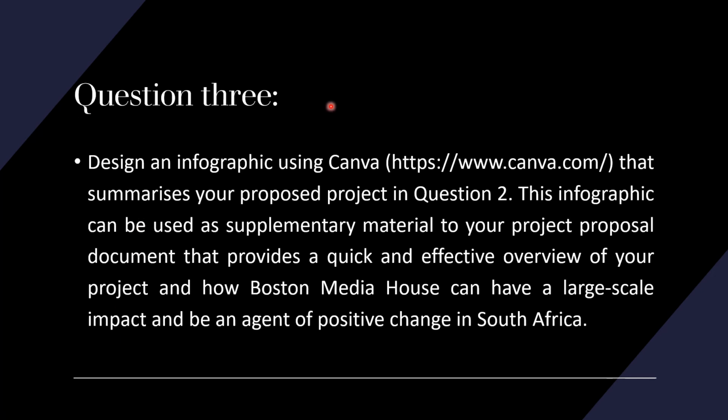Then moving on to question 3. Design an infographic using Canva. This is obviously a free website. You can just follow this link. The infographic summarizes your proposed project in question 2. This infographic can be used as supplementary material to your project proposal document that provides a quick and effective overview of your project. Again, you can include that in your annexures, along with everything else that I listed previously, and show how Boston Media House can have a large-scale impact and be an agent for positive change in South Africa.